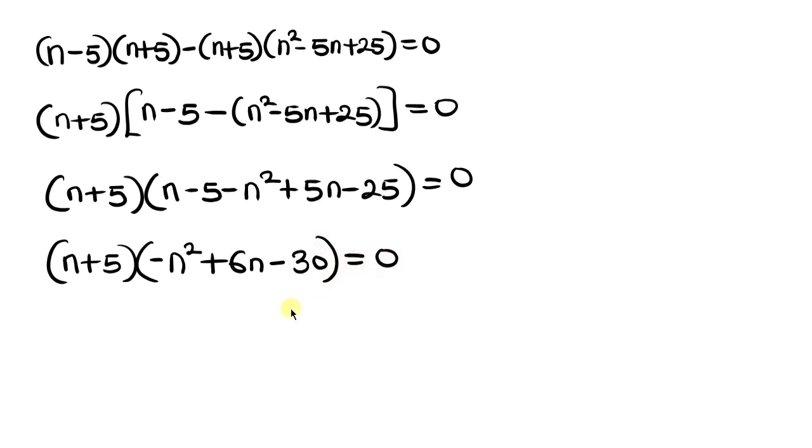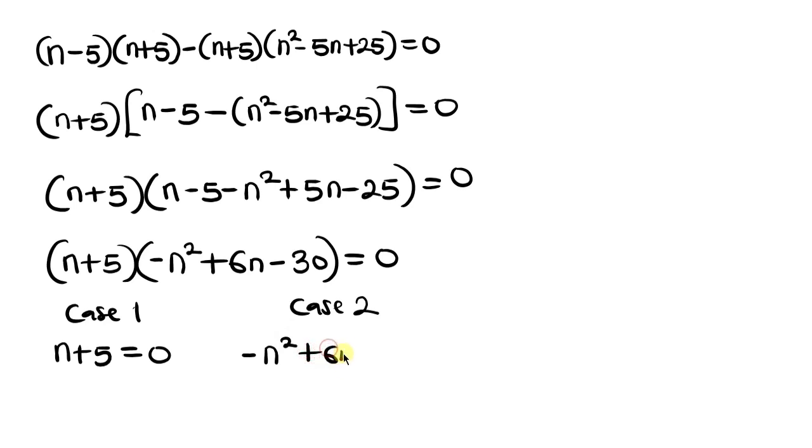So actually, we have two cases. For the first case, let me call that case 1. This is n plus 5 equal to 0. And for the second case, let me call that case 2. We have this, which is negative n squared plus 6n minus 30 is equal to 0. Well, from the first case, we can easily find the value of n by moving 5 to the right hand side. So n becomes negative 5. So as 5 crosses to the right, it becomes negative 5.